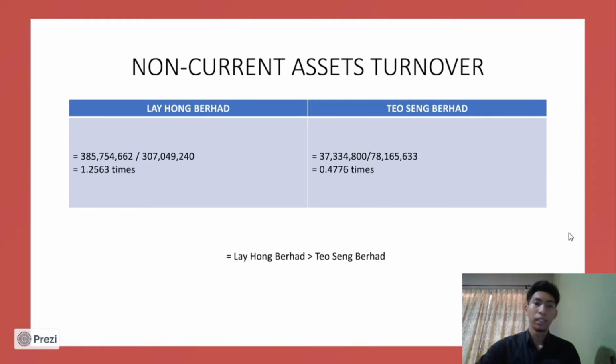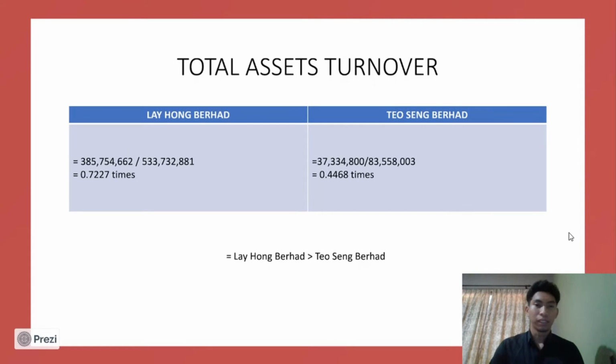Next, non-current assets turnover. The value for Lehong Berhad is 1.2563 times, and Teoseng Berhad is 0.4776 times. Lehong Berhad has more non-current assets turnover in the company, which is 1.2563 times, better than Teoseng Berhad, whose non-current assets turnover is only 0.4776 times per year.